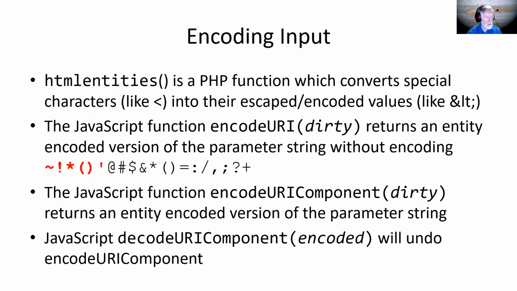And it will encode all non-alphanumeric characters, except for the list I show you here: the tilde, exclamation mark, and so on, question mark, plus. All of these will remain as they are. And that's what encodeURI does. It's kind of necessary because the slashes are part of a URI, a Uniform Resource Identifier, very much like a URL, Uniform Resource Locator.